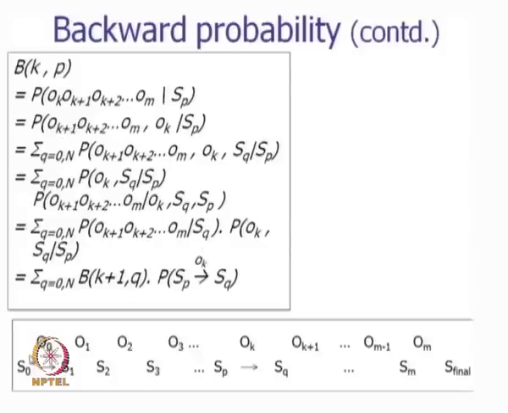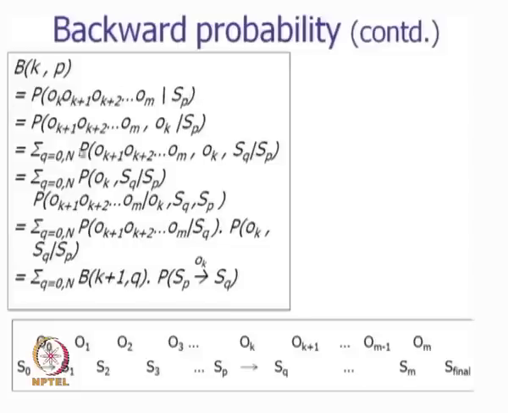Now, we try to see again, just like forward probability, how the backward probability can be calculated. And again, this is the state sequence which was also used for forward probability calculation. So, we have the observation sequence O0, O1, O2, O3 up to Om, which is the last observation symbol, and S0, S1, S2, S3 etc. are the state symbols with S final as the final state. Each of these S1, S2, S3 etc. can be one of the constituent states of the hidden Markov model. All right, so we take up this expression P(O k, O k plus 1 up to Om given S p).